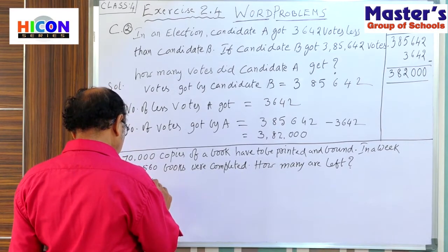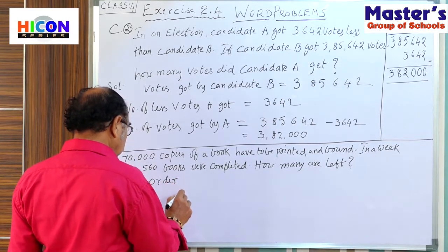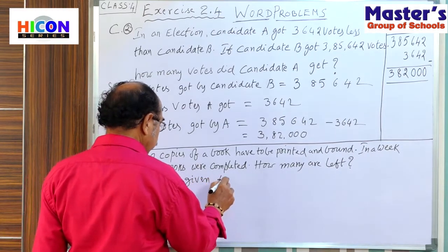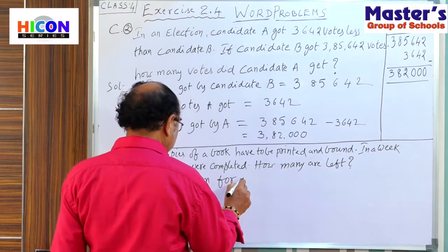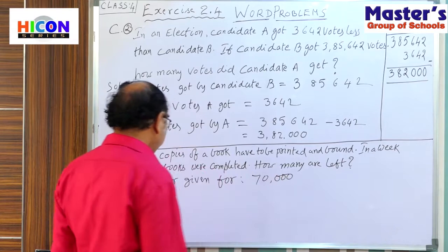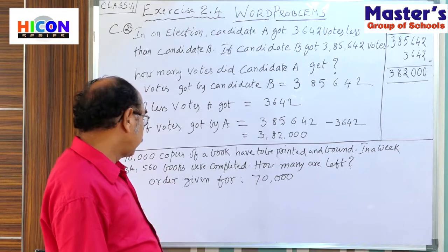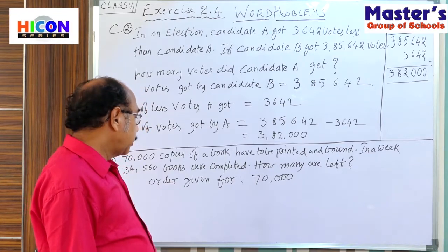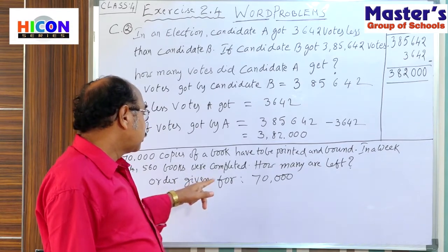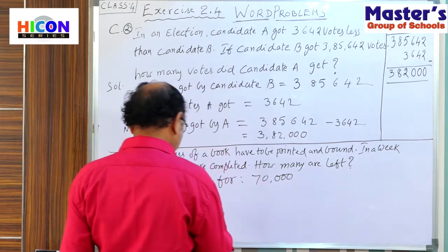Order given for 70,000. 70,000 copies have to be printed. Okay, this much of copies were ordered. Order given for 70,000 copies.